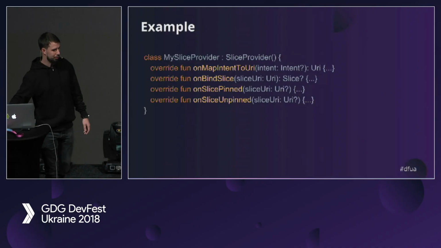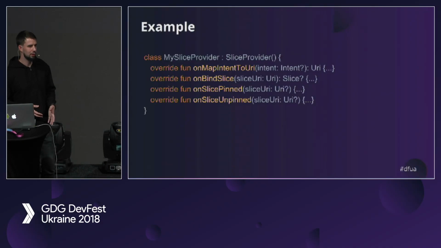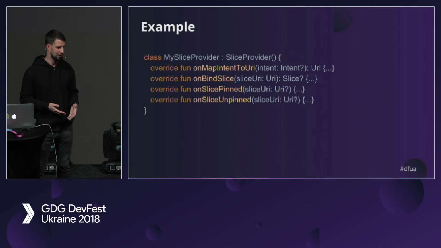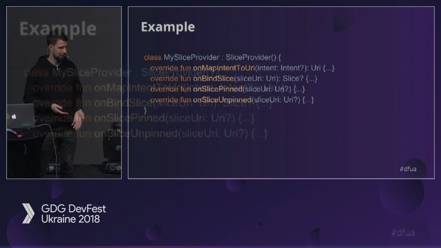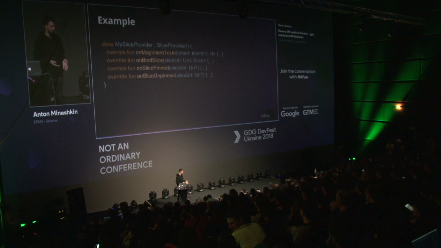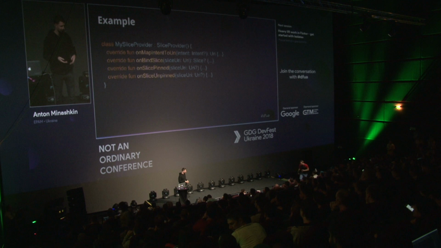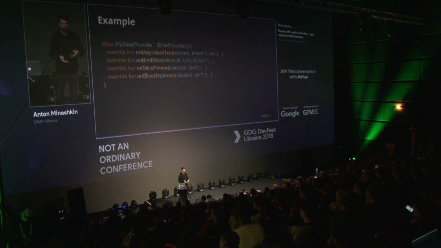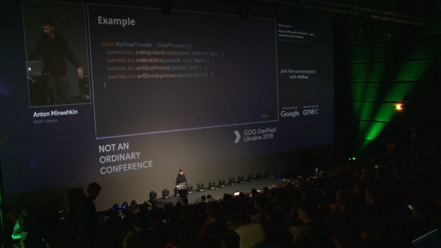Let's go to the code. Android Studio adds a class to your project, and it looks like this. It will add some methods, and this slice provider is actually the main thing which will provide slices, generate UI, get data, and provide it to any third-party application which will run your slices.